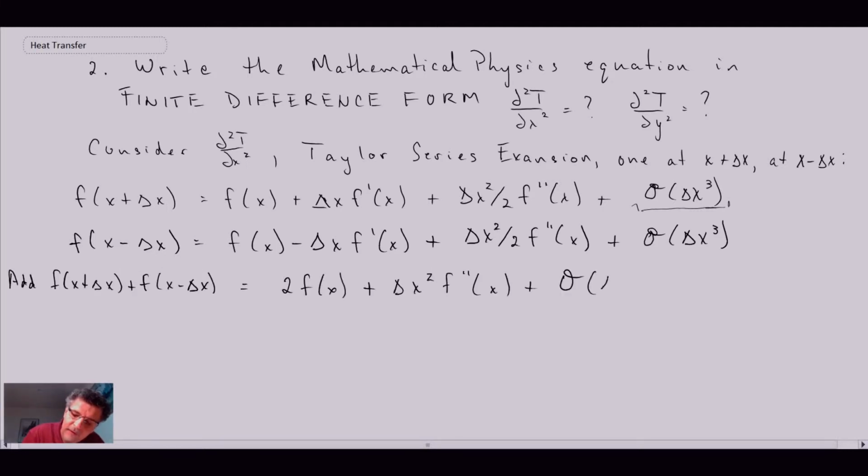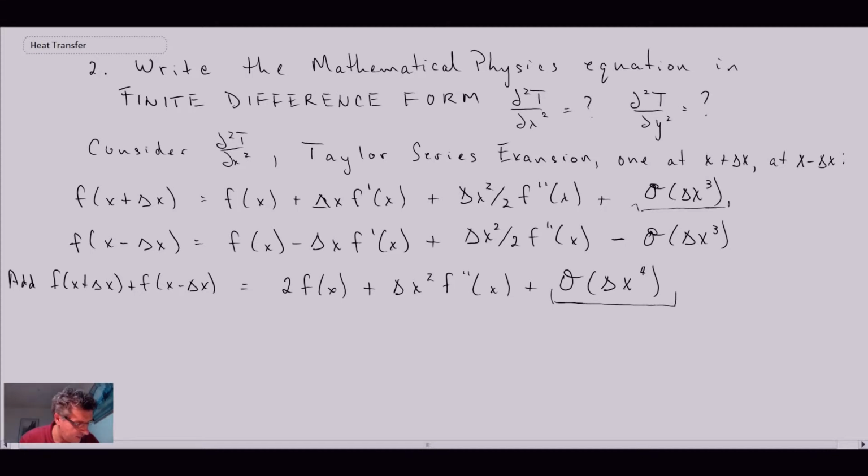And when we do that, what happens is this goes to order delta x fourth because, I didn't show it here, but maybe I should have. The delta x cubed term here would have been a negative, but then delta x to the fourth would be a positive. But the delta x cubed terms will cancel out in doing this operation, and that's why we can write that this is of order delta x to the fourth.